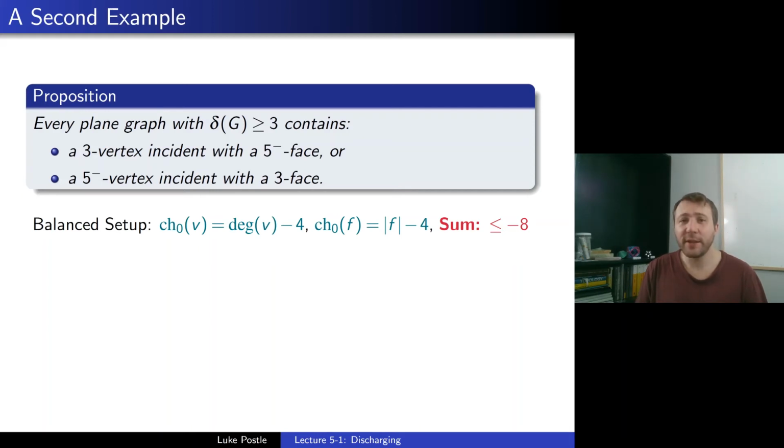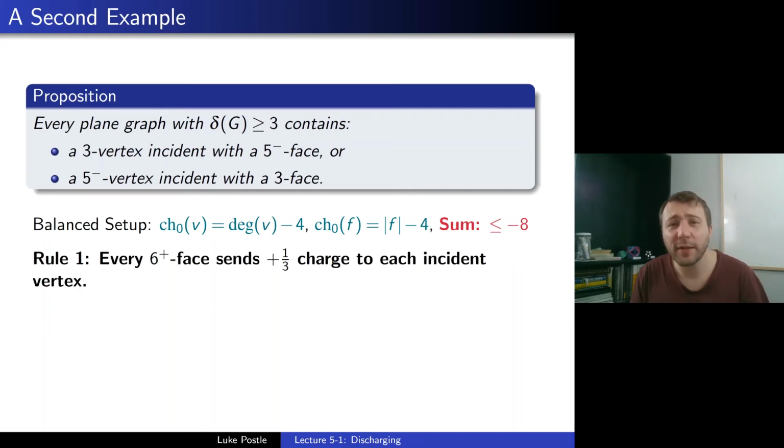And then what do we know? Well, we're going to do rules. So one rule we'll do is every 6 plus face sends a third charge to each incident vertex. So the only issue in the balanced setup is the triangles and 3 vertices have -1 charge. Everything else is non-negative. So if we could give them charge, it would be good. Where should we get that? Well, we know 3 vertices are only incident with 6 plus faces, otherwise we'd be done.